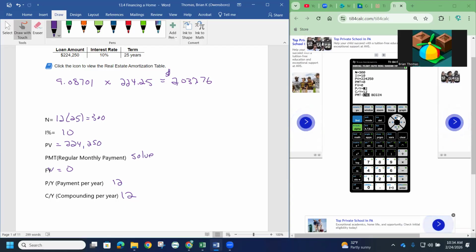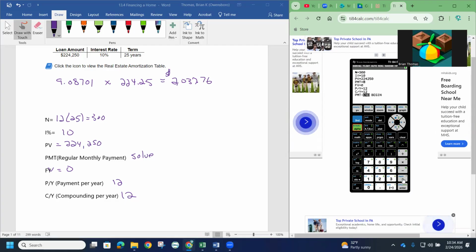So to find the payments, the regular monthly payment, if we highlight where the zero is there, there's a solve button on the calculator, it's in green. So hit the alpha button and then solve. Notice how again it does give me this $2,037.76. But notice how we want to count it as a positive, not a negative there.